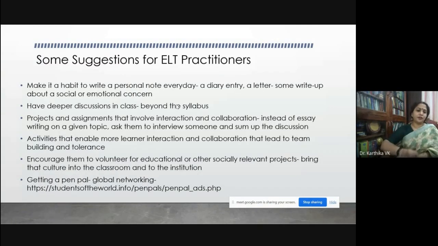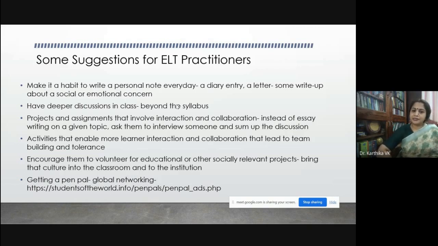Now, some suggestions for all of us. Make it a habit to write a personal note every day, a diary entry, a letter, some kind of write-up about a social or emotional concern. I'm being very skeptical about what I'm saying right now, because I don't know how you will get time. But doing this will really help you to generate a portfolio that shows you how you progressed as a teacher, at least. Okay, have deeper discussions in class beyond the syllabus.